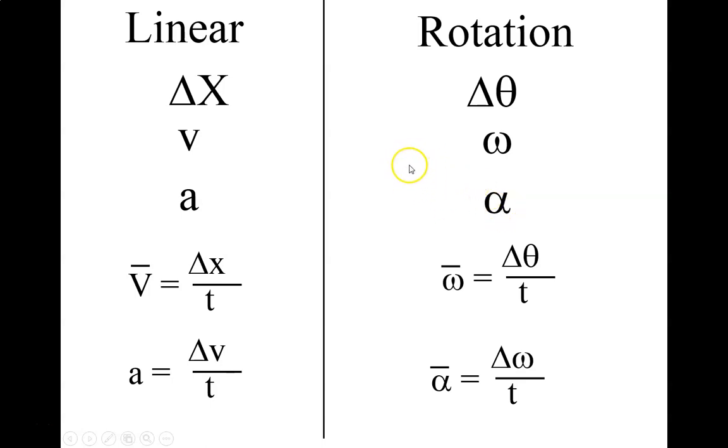So just to, again, try to connect the analogies here. If you look at the analog, instead of x we use theta, instead of v we use omega, instead of a we use alpha. Average velocity equals displacement over time, same equation. Acceleration equals change in velocity over time, same equation. Just Greek letters.